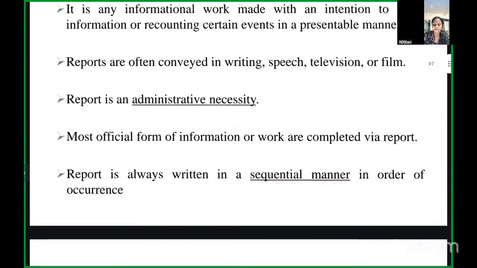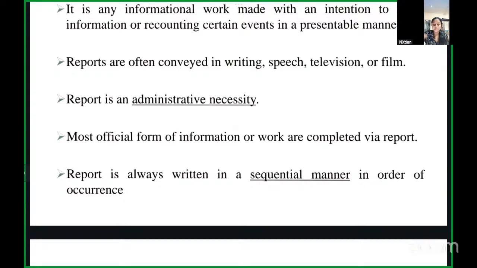Now, reports are often conveyed in writing, speech, television, or film. Usually in writing, reports are also read, and reports are also presented with the help of television. The report is an administrative necessity. What's the meaning of administrative necessity? Officially, a report is a thing that is used officially. When you're working in a company, they tell you to write a report on this. So it is an administrative necessity.